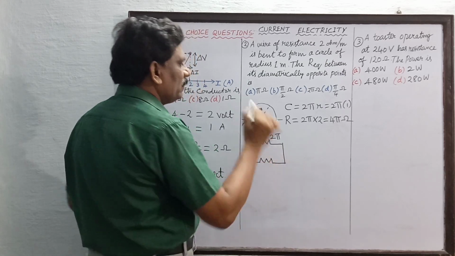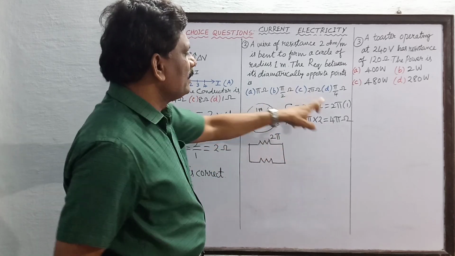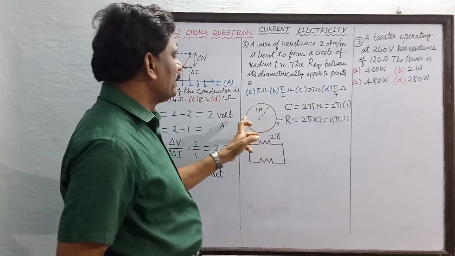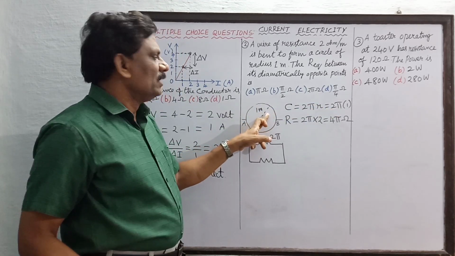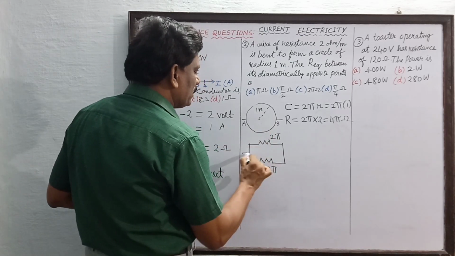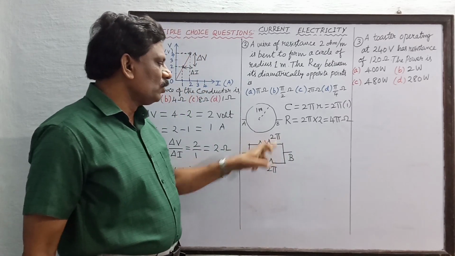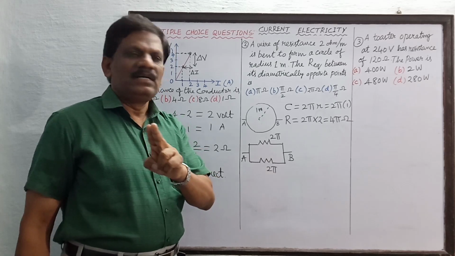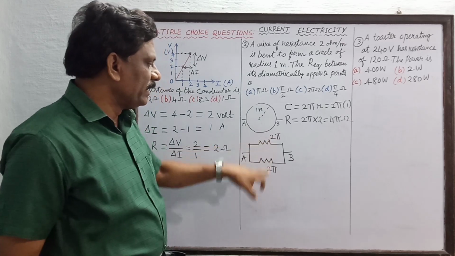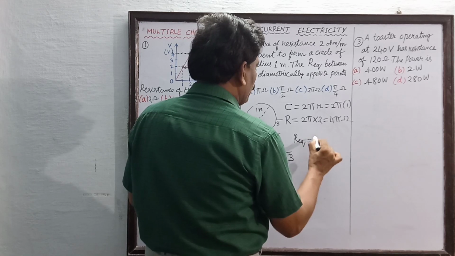The circumference is 2 pi meter, so the half circle is pi meter, is it not? So the resistance will be 2 pi and this resistance also will be 2 pi. This point is A and this point is B. Now it is equivalent to two resistors, each of 2 pi ohm, connected in parallel. Therefore, now what is R equivalent?